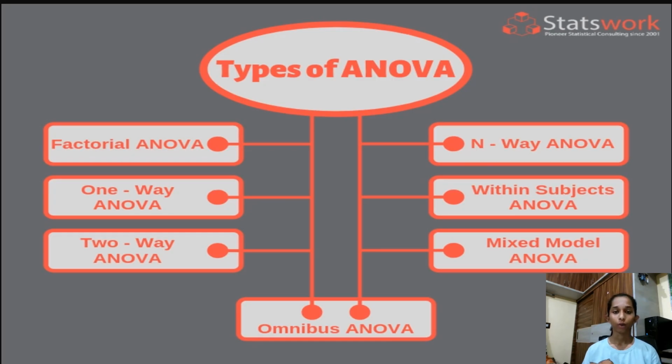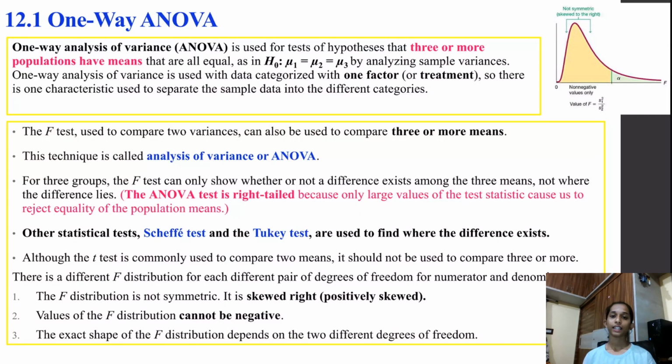Coming to types of ANOVA, we have seven different types: factorial ANOVA, N-way ANOVA, one-way ANOVA, within subjects ANOVA, two-way ANOVA, mixed model ANOVA, and omnibus ANOVA. Let's learn about one-way ANOVA in detail.